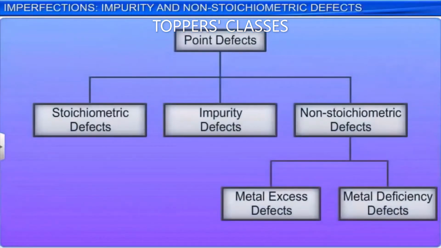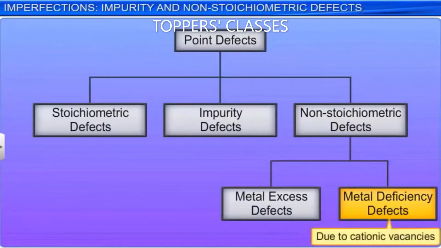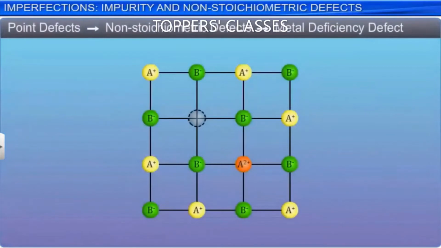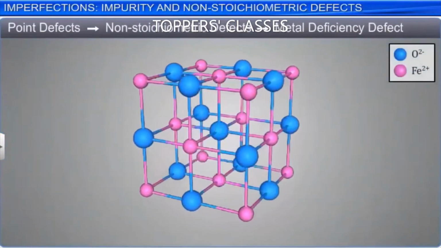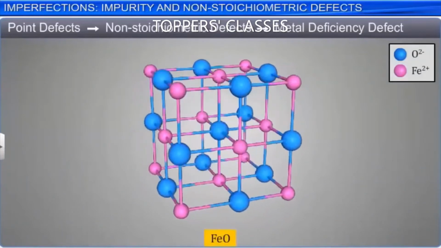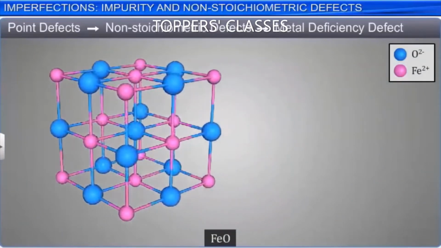The other class of non-stoichiometric defect is metal deficiency defect. This defect may arise due to cationic vacancies. It occurs when positive ions are missing from its crystal lattice. A typical example of this type is FeO, which is mostly found with a composition of Fe0.95O.